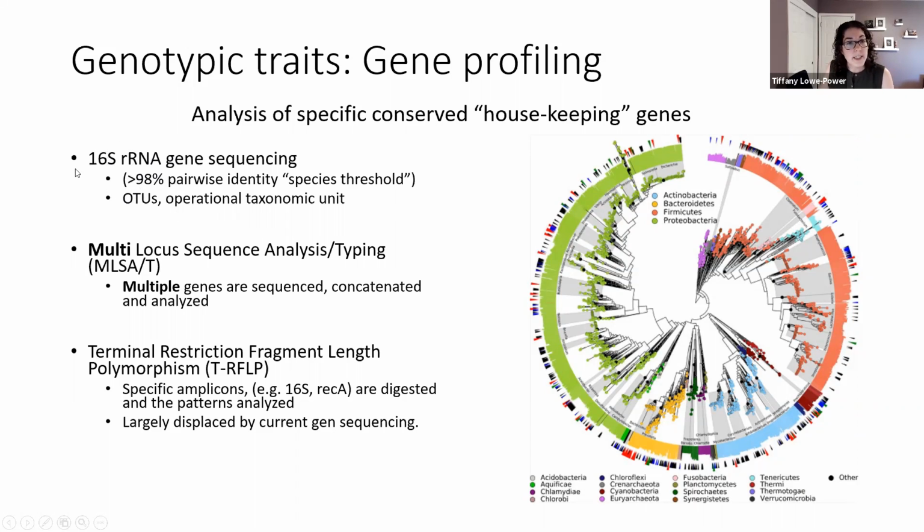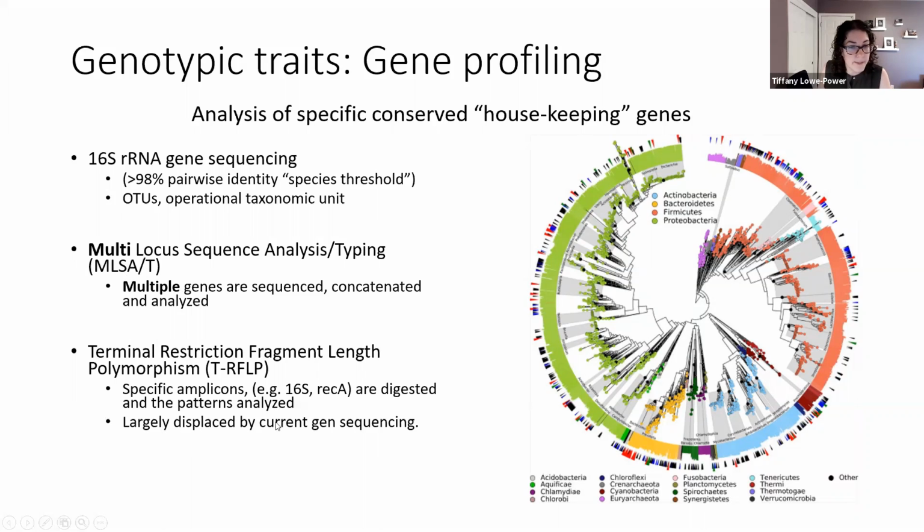In addition to just studying a single gene, there are approaches to study 3 to 5, maybe up to 10 genes with this MLST approach, multi-locus sequence typing or analysis. It's basically the same. You sequence multiple genes and then you make a more confident phylogenetic tree.